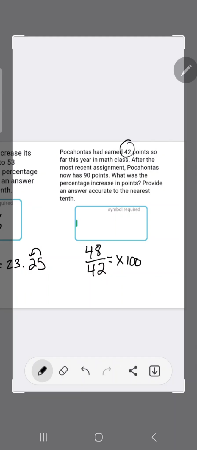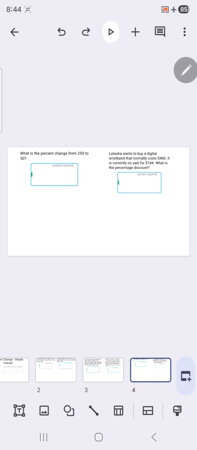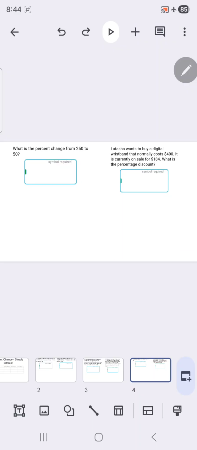So 48 divided by 42, multiply by 100, comes out to be 114.28. The 8 tells you to round the 2 to a 3, so 114.3%.